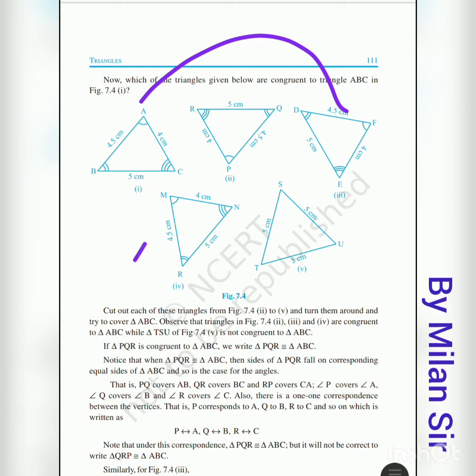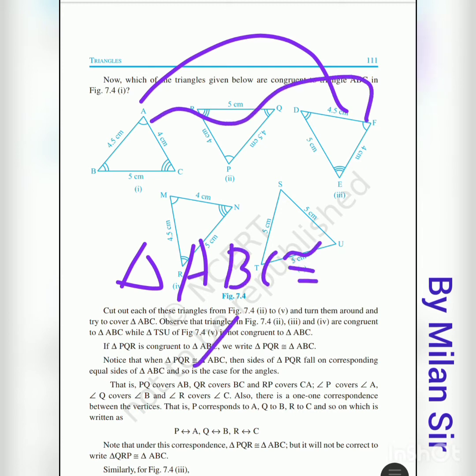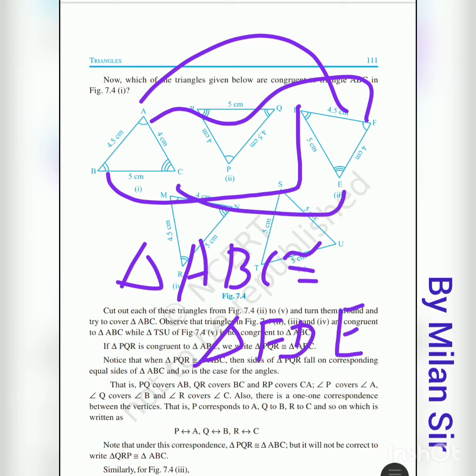So here we can write triangle ABC congruent to. Now angle A is equal to angle F, so first we need to write F, then B with D, so after that we write D. After that we write C with E. So here FDE. So triangle ABC is congruent to triangle FDE.